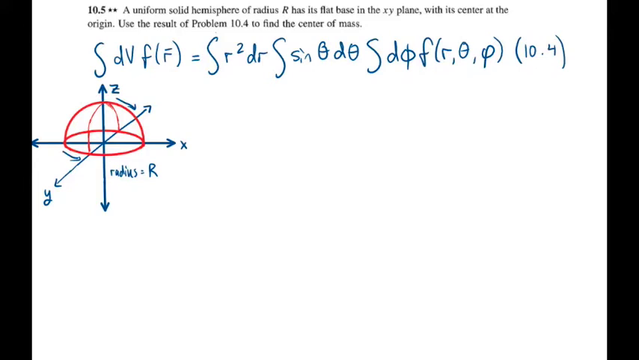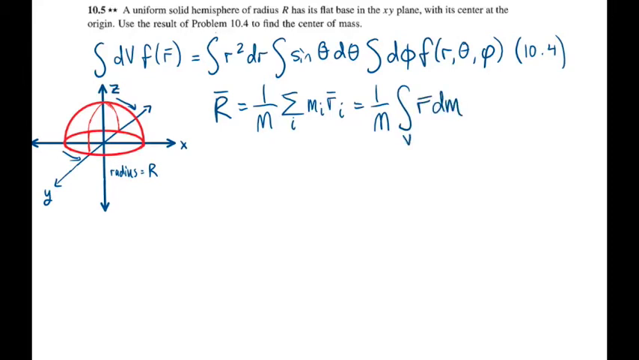It's simply expressing the integral of a function of the position vector over a volume in spherical coordinates. We'll start by remembering that the center of mass position, r, is equal to 1 over the mass times the sum of every individual bit of mass times the position of the individual bit of mass, which we can translate into an integral by integrating over a volume r dm.